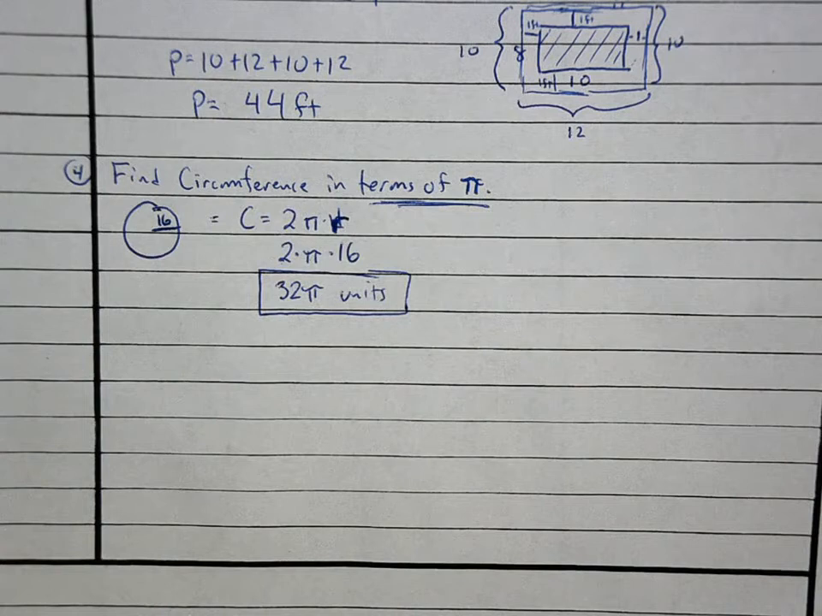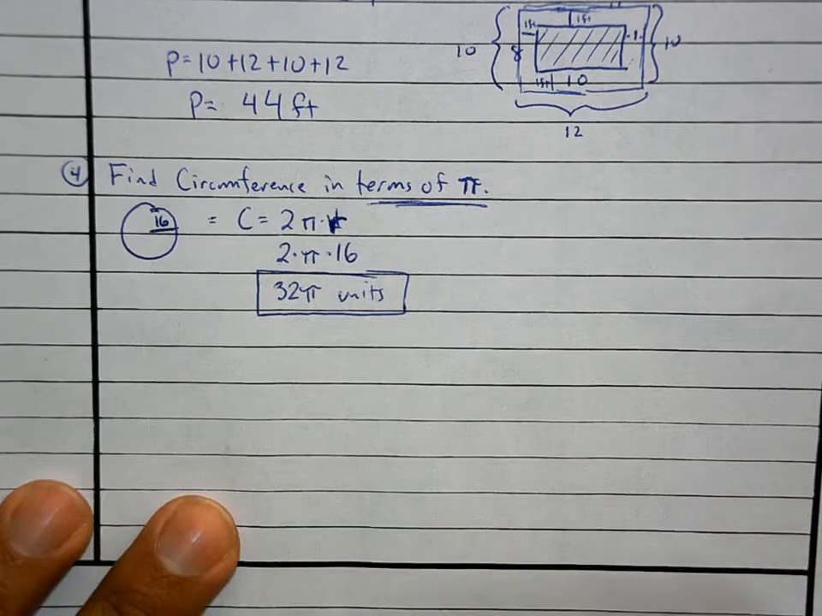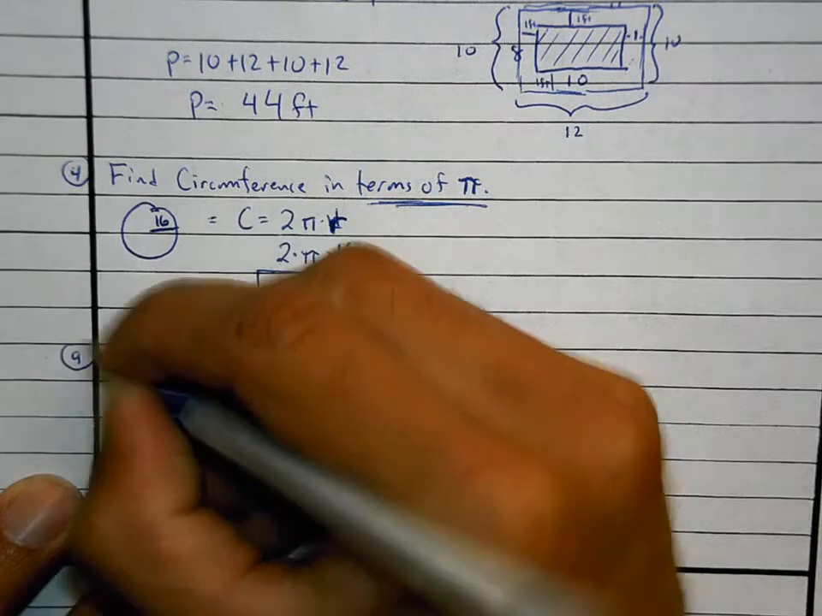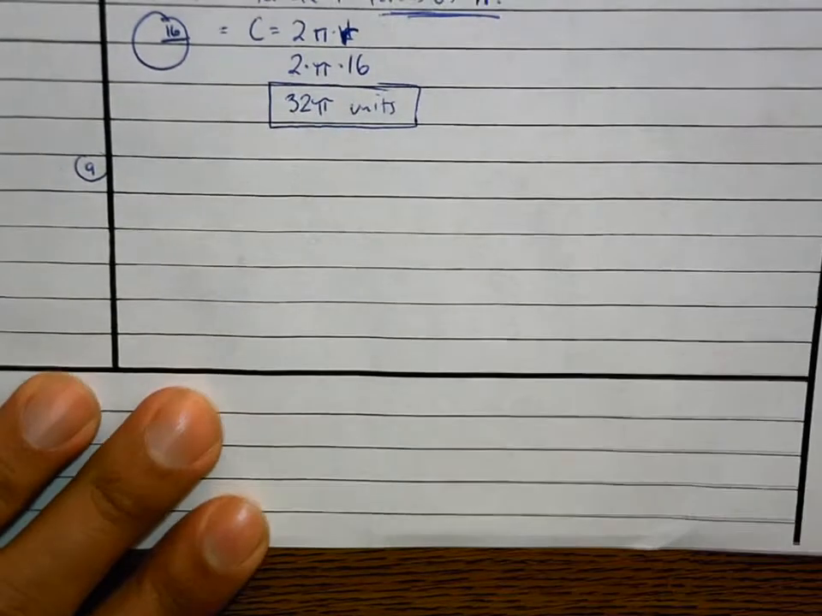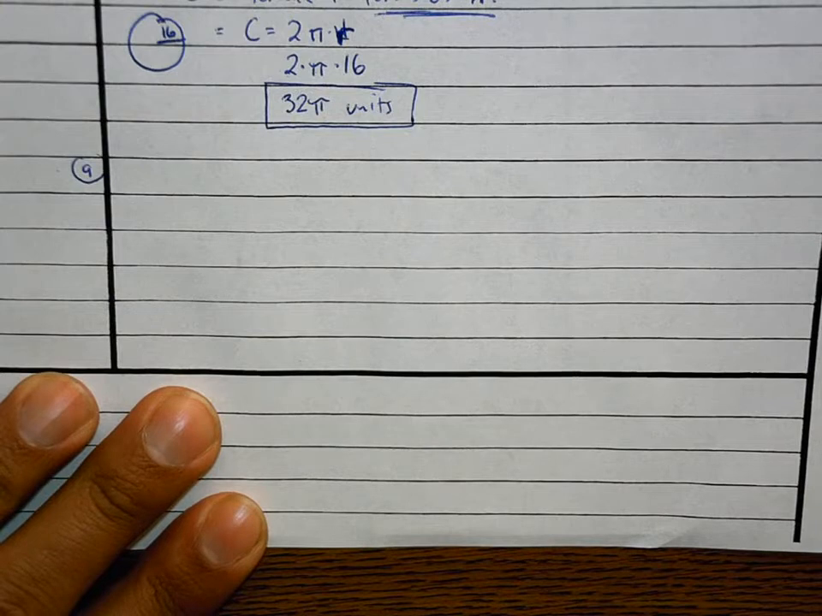Okay, so you're going to have to find circumference. We're also going to have to find areas of rectangles and so on. So let's do an area problem as well, like number 9. Find the area.